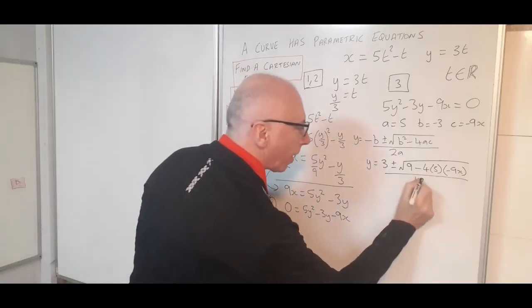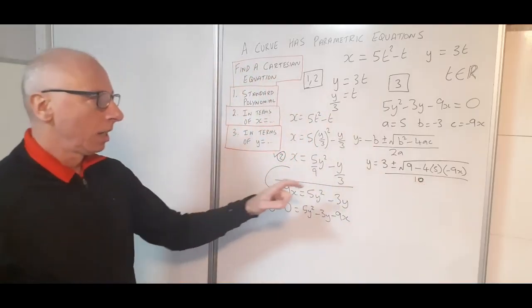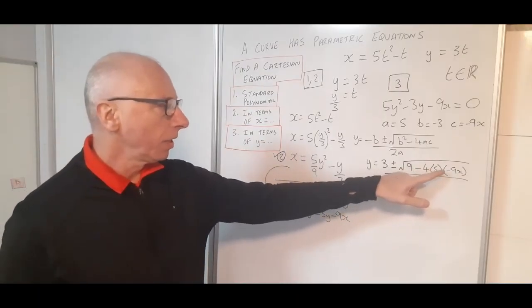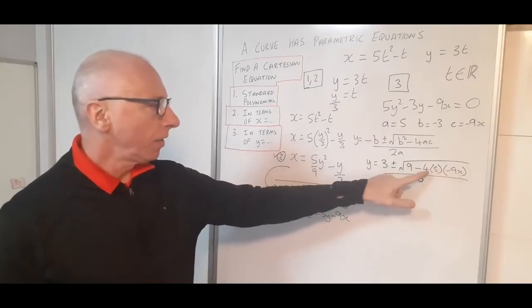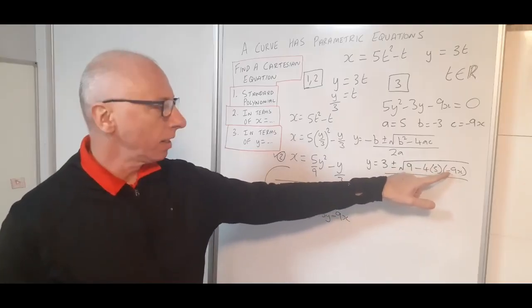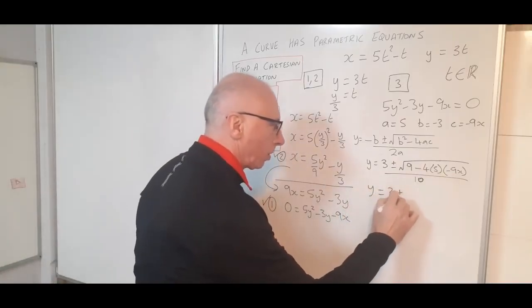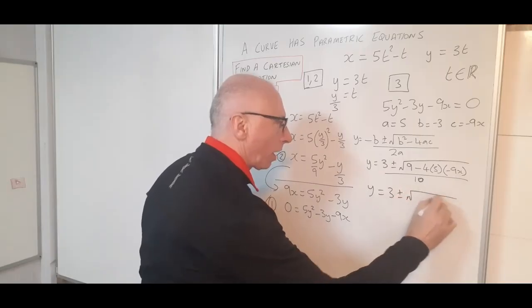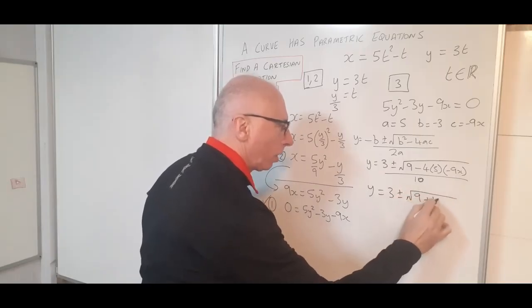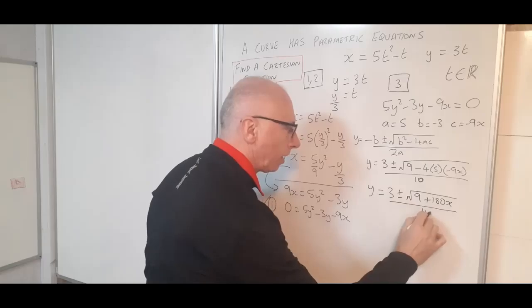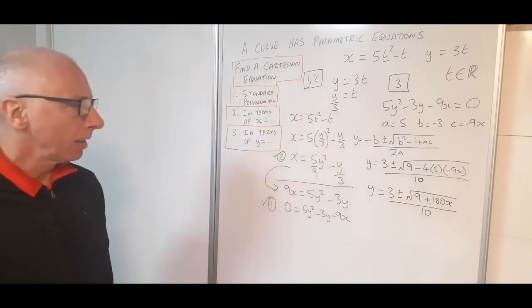So let's just simplify that off a little bit now. So we can deal with the discriminant here. 9 minus 4 times 5 times minus 9x. 5 fours are 20 times 9 is 180. So we can put that as that. So 3 plus or minus square root of 9 plus 180x over 10. So that would be that.